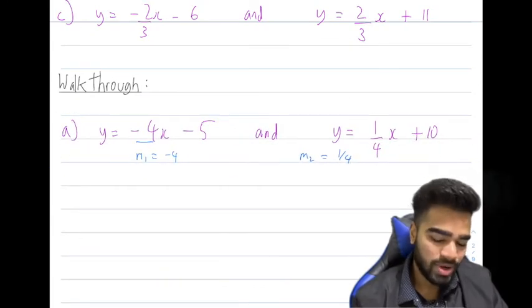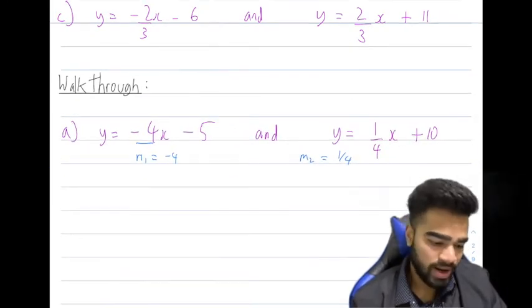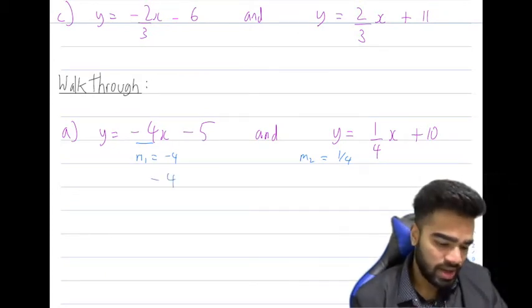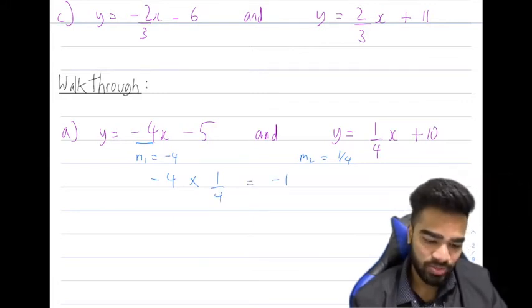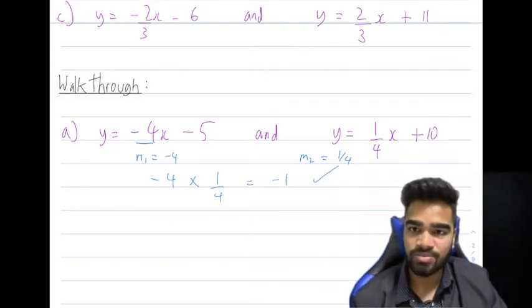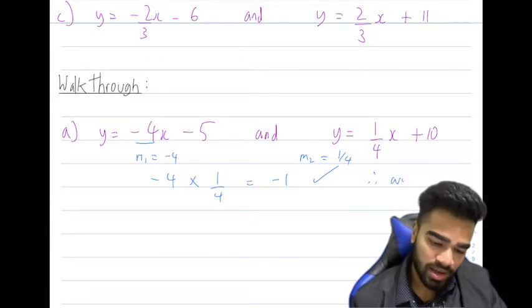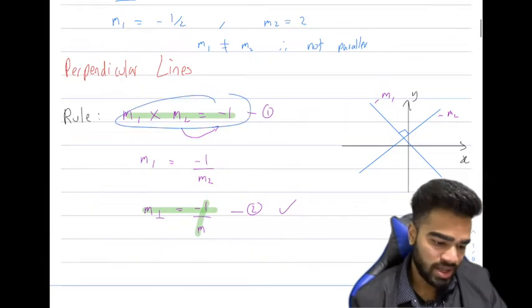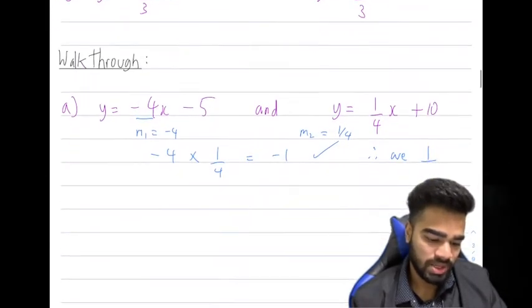Okay, so we have m1 is negative 4 and m2 is a quarter, right? So what we can say, I'll do the first equation. Negative 4 times 1 over 4, so m1 times m2 is negative 1, right? So then, yes, that checks out. Well done. So therefore, we can say they are perpendicular because equation number 1, m1 times m2 is negative 1, that checks out.